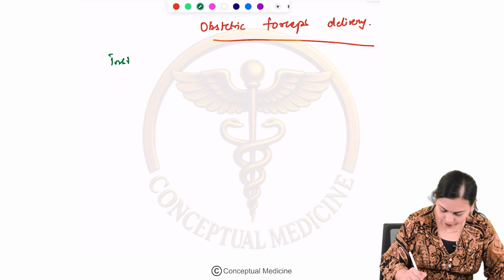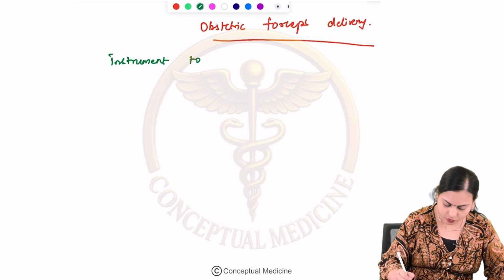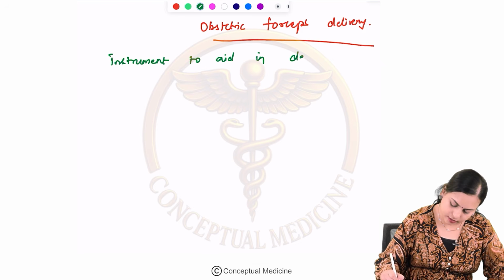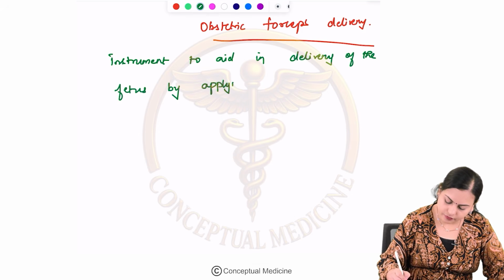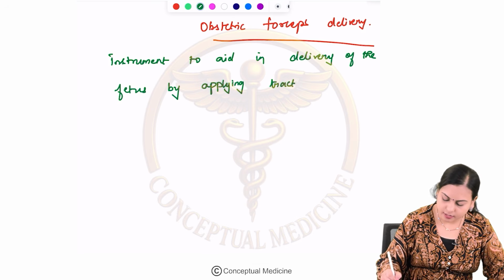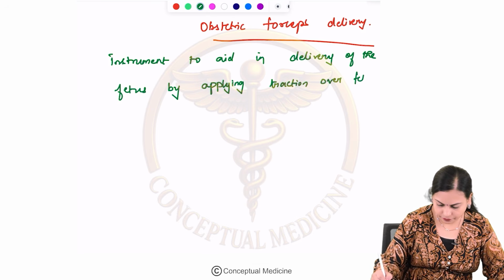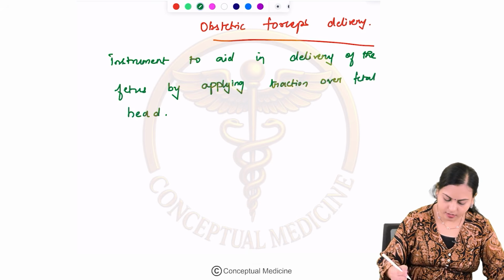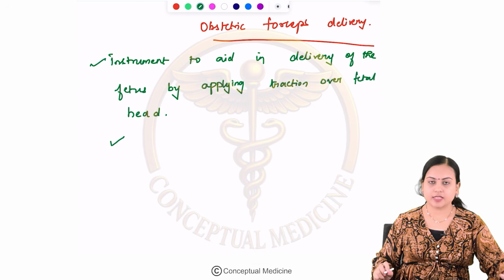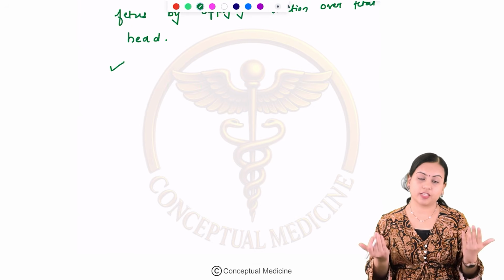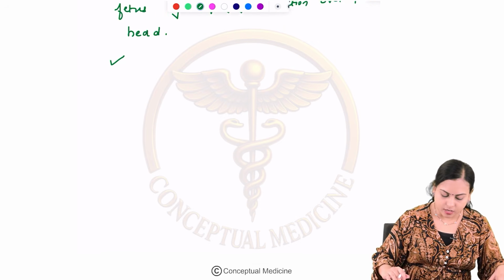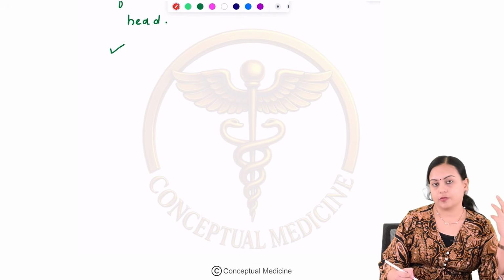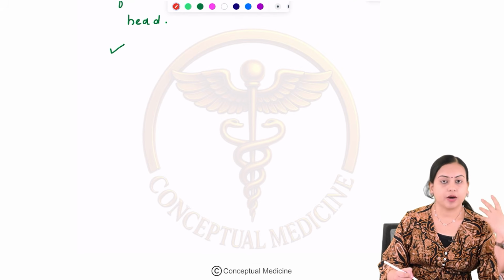So, instrument that is to aid in delivery of the fetus by applying traction over fetal head. Right? See, there has been modifications of more than nearly 700 different types of forceps over there till now. Okay. So, before going into the types of forceps, we'll discuss about the parts of forceps.